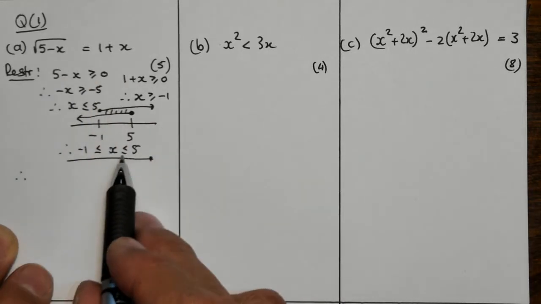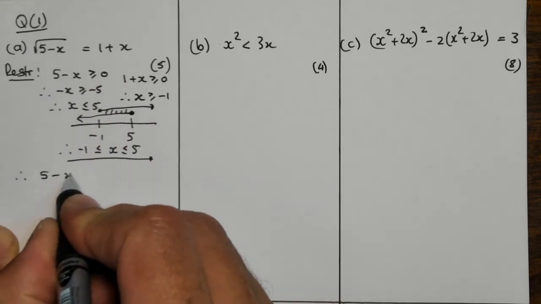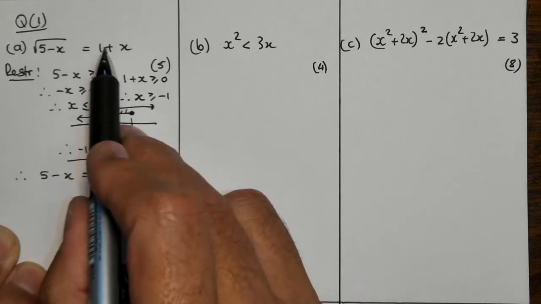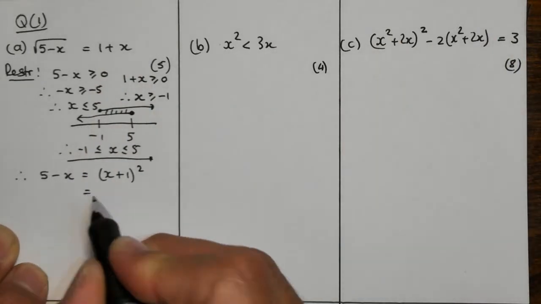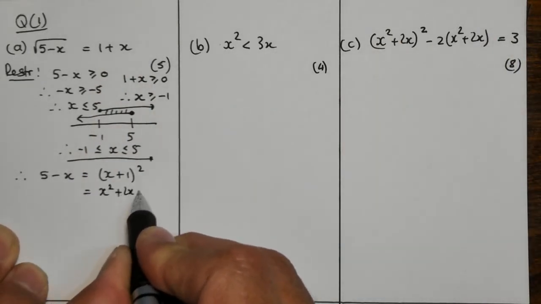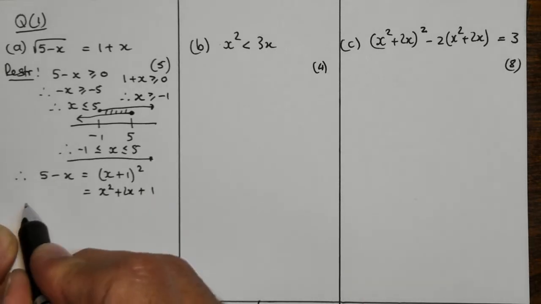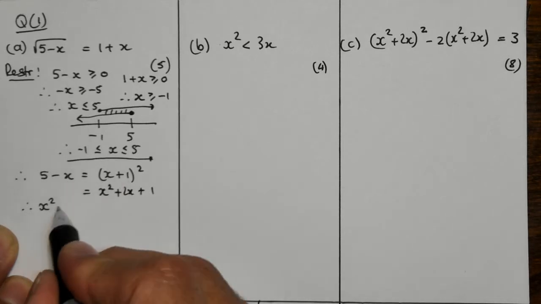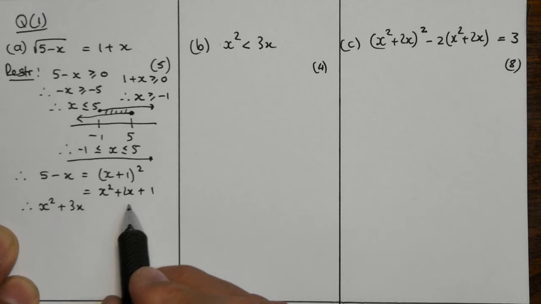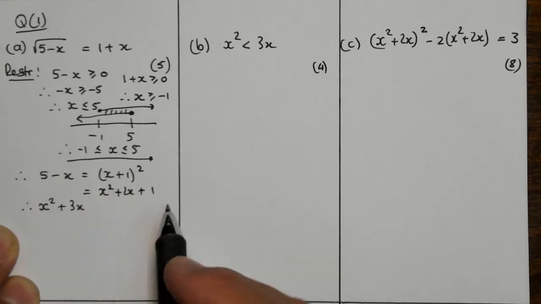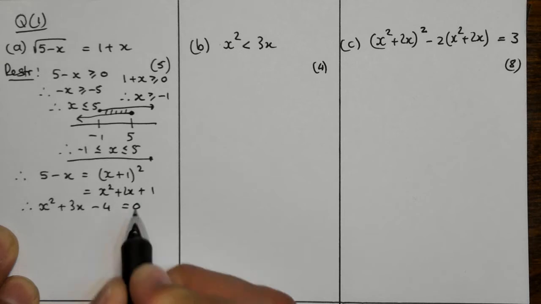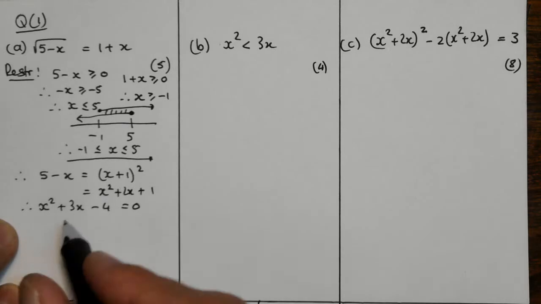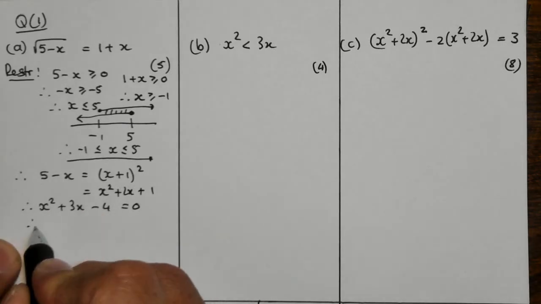Please get yourselves into the habit of doing that. If I square both sides, 5 minus x is now equal to x plus 1 all squared. Now x plus 1, 1 plus x, same thing. I square out: x squared plus 2x plus 1. I collect all the x's to the one side of the equation, so x squared plus 2 plus another one is plus 3x. Then I have the 1 minus the 5, and that gives me minus 4, equal to zero.